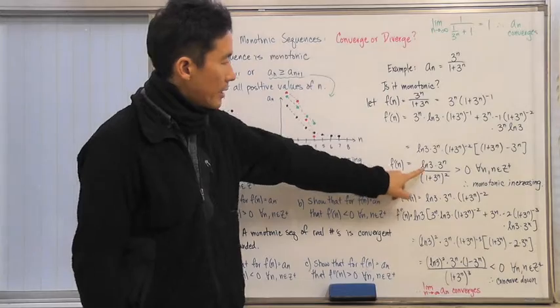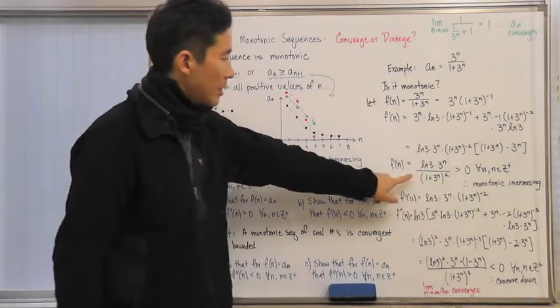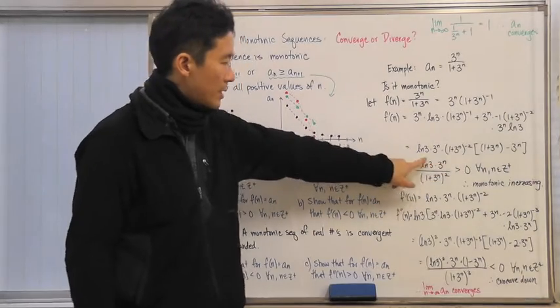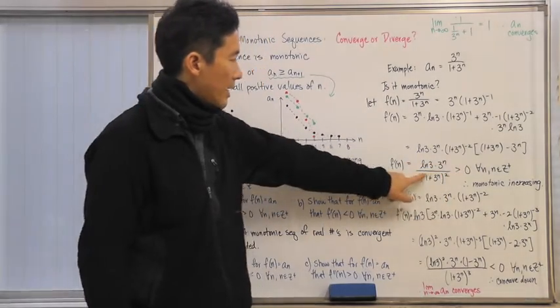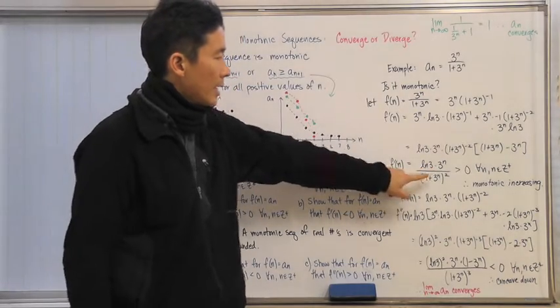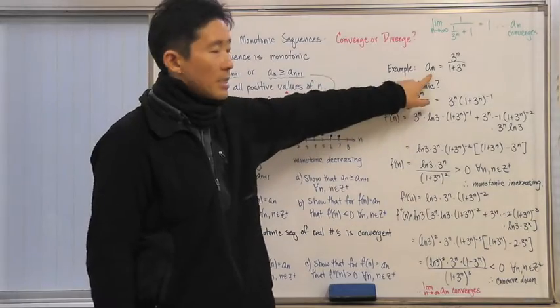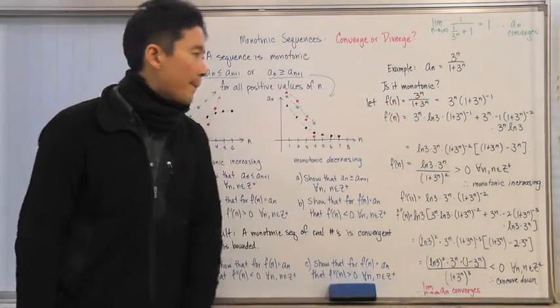If I take a look at all of these values, for all n being a positive integer, this of course will be a positive value, which means that it is going to be increasing over the entire domain, and therefore the function itself is monotonic increasing. The sequence is monotonic increasing as well.